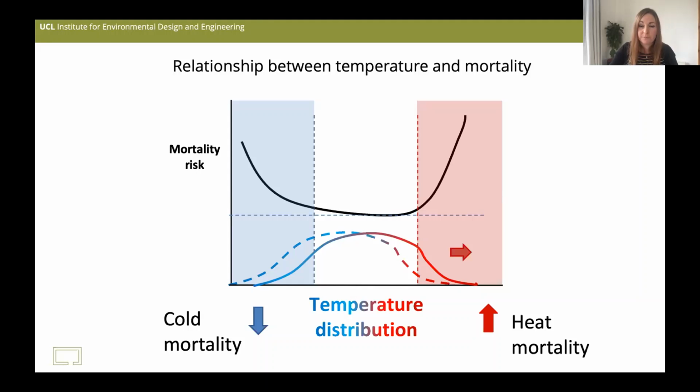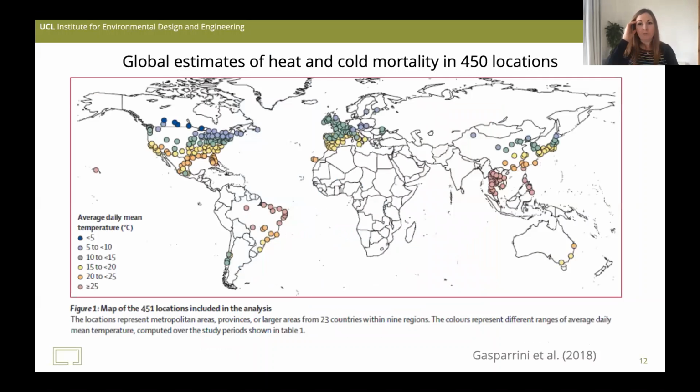But to give you an example of a study, this was a really huge study, the biggest of its type, looking at 450 locations around the world. Each of these spots represents a different location where the temperature and mortality relationships were derived. And then the idea was to project future temperature changes to see how heat and cold may change in the future.